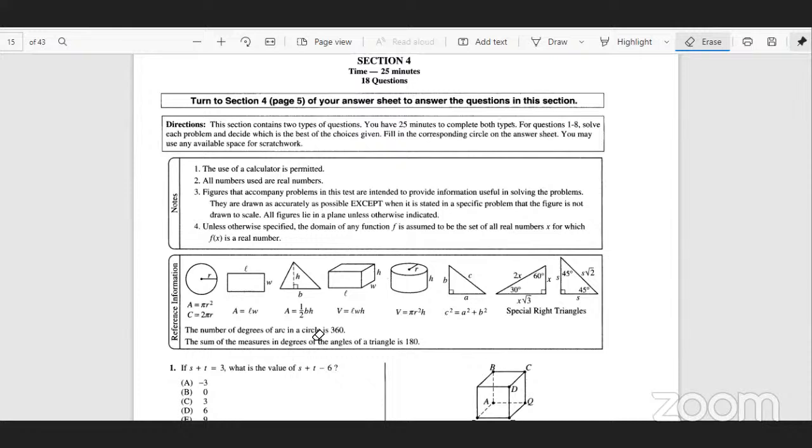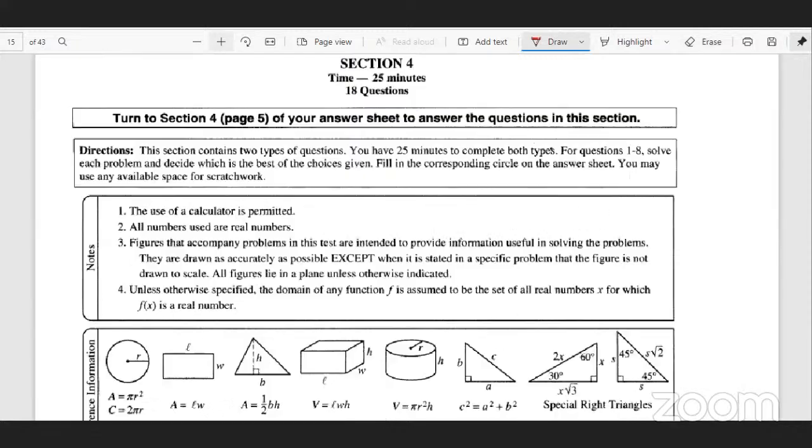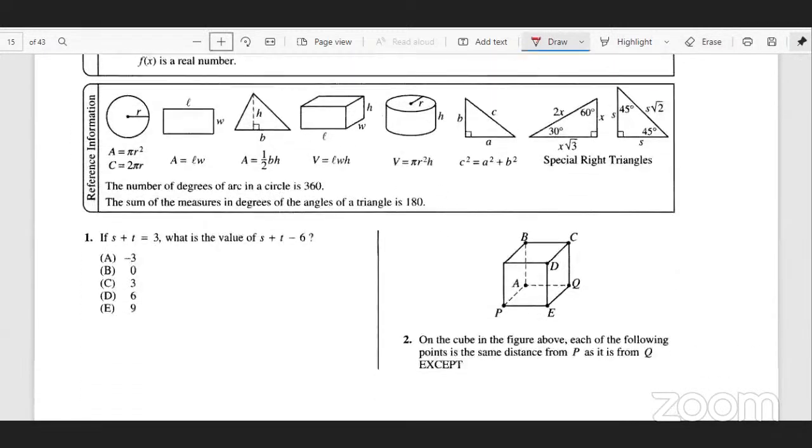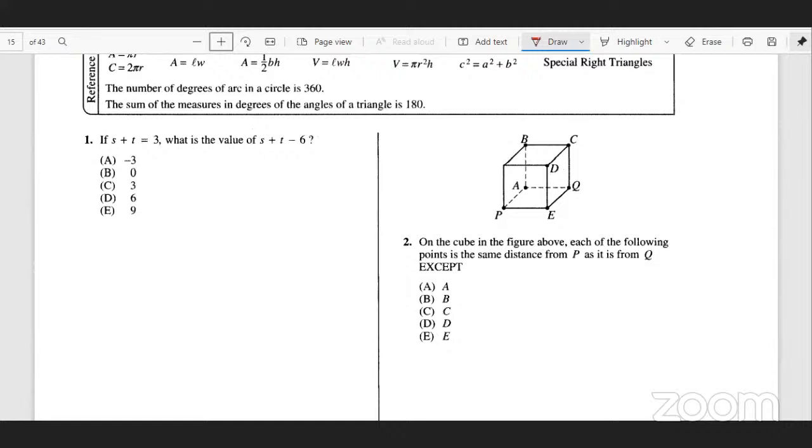Today we will discuss some SAT past paper questions. Okay, so let's talk about the very first question. Let me zoom in a bit just so the question is clear. Right, okay. So we'll discuss this question first.